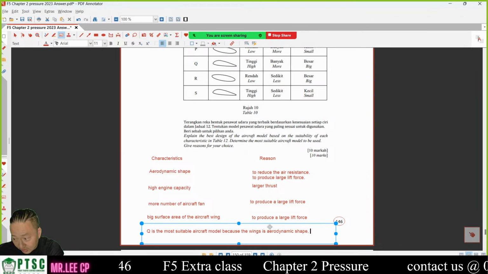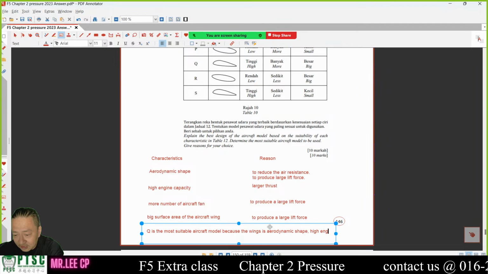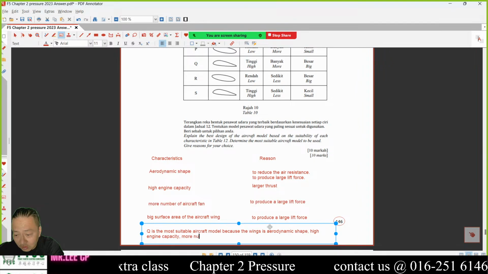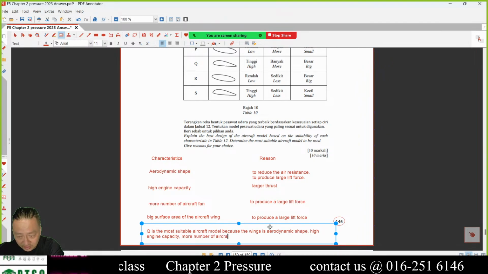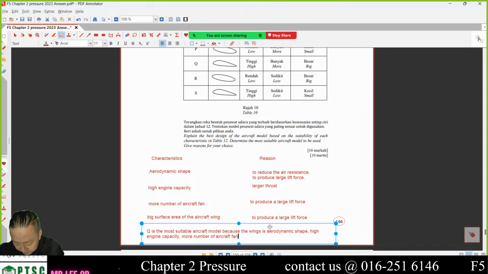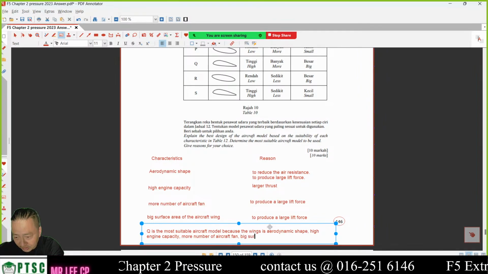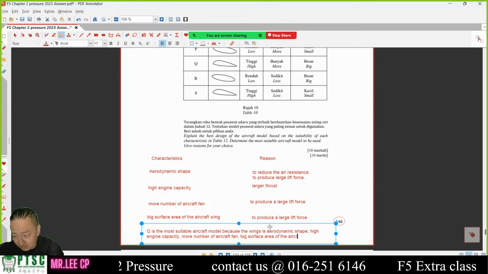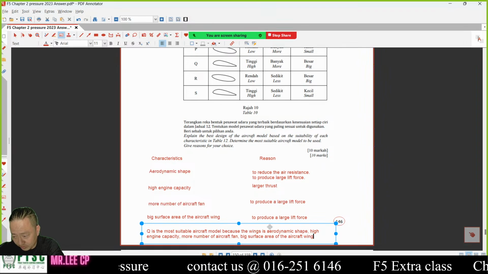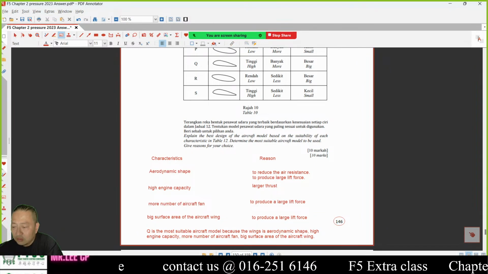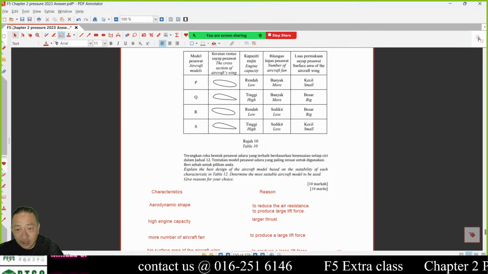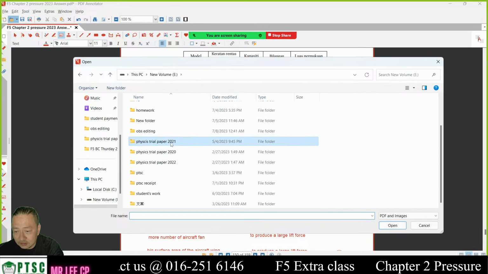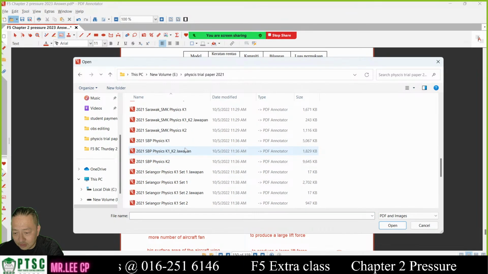You draw it. So second one, high engine capacity. Repeat only. More number of aircraft fan. And lastly, big surface area of the aircraft wing. All right, to stop. All right, so this is how you are going to answer. I am going to show you what the answer looks like. 2021 Sarawak Set 2.